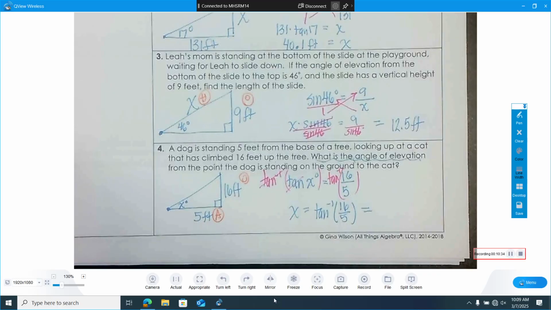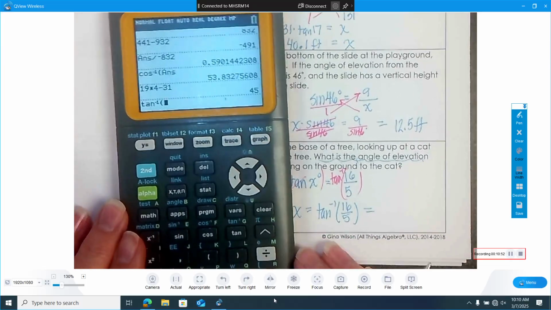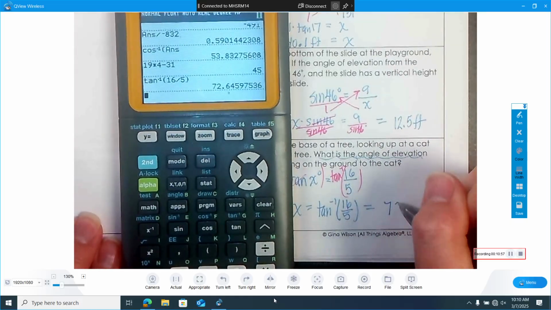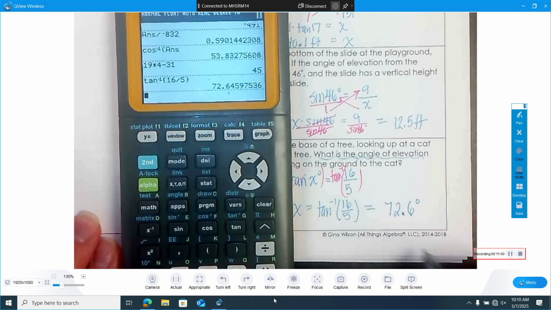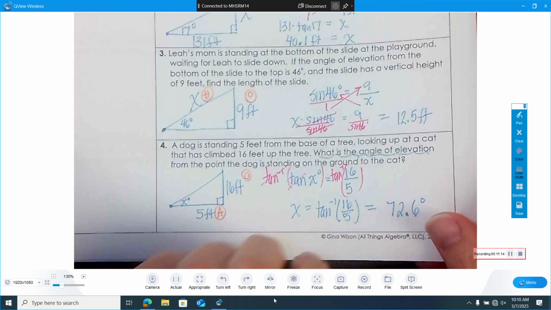So you can type that into your calculator. What mode should you be in? Degree mode. Make sure you're in degree mode. All right, we're going to type it into our calculator. So tangent inverse of 16 over 5, and what did we get? 72.6 degrees. So the angle of elevation, that dog is looking up pretty high there. All right, so angle of elevation is looking from horizontal. How much do you have to tilt your chin upwards, okay? Questions on those?